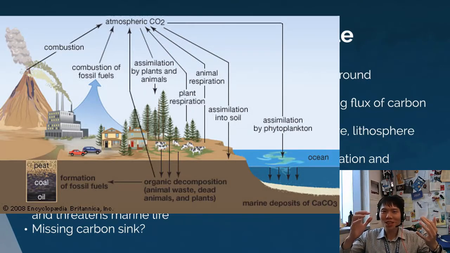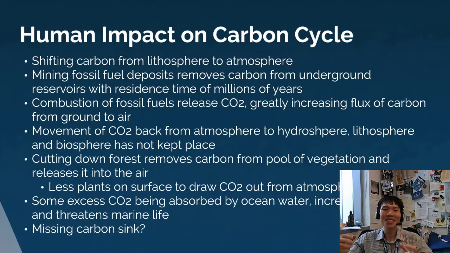Now, some excess CO2 in the atmosphere is being absorbed by the ocean water, right? But the thing is, you may think, oh, we remove CO2 from the atmosphere, but the ocean is becoming acidic because carbon dioxide dissolves in water to form carbonic acid, weakly acidic. So when the ocean water becomes slightly acidic, it threatens marine life.